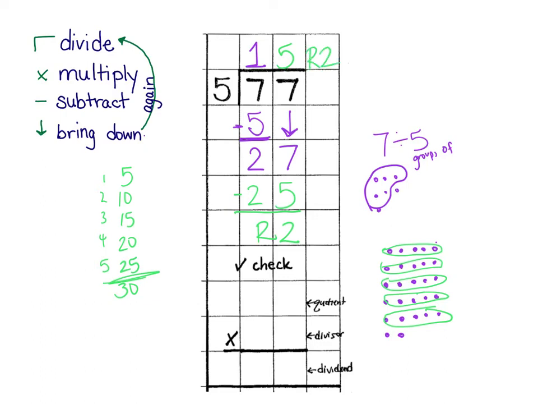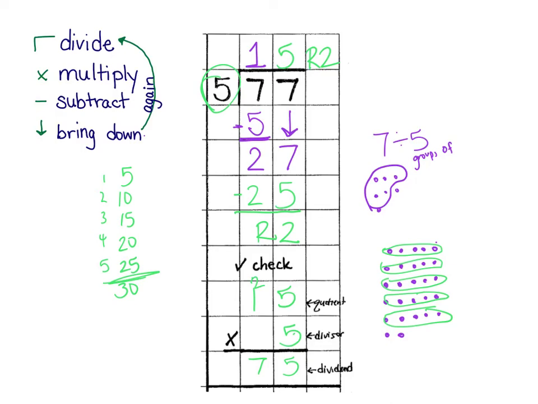Let's check our answer. Down here, we have the quotient, our answer, 15, times the divisor, 5. 5 times 5 is 25. 1 times 5 is 5 plus 2, 6, 7. 75. Now, that cannot be our answer because it's not the same as our dividend.